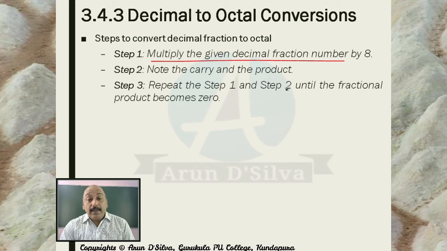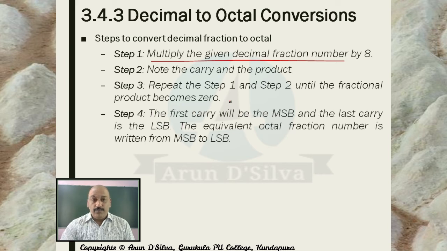Repeat step 1, step 2 until the fractional product becomes 0. The first carry will become the MSB and the last carry is the LSB. The equivalent of the fraction number, that is the octal fraction number, is written from MSB to LSB. So it is the same procedure. The procedure is not changed.